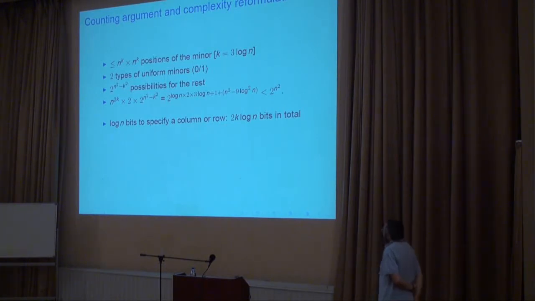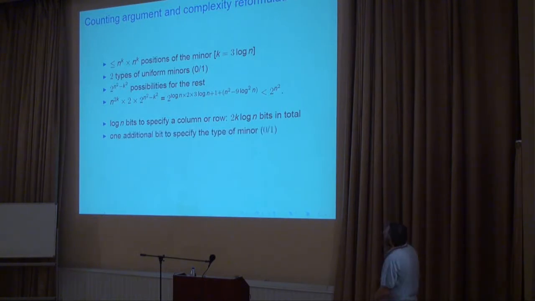So first, let's show that every matrix which has a uniform minor is compressible. So we can describe it shorter than just listing all the bits. So how do we describe a matrix with a uniform minor? First we need log n bits to specify each column or each row, so we have 2k log n bits in total. And of course you see that it exactly corresponds to this thing.